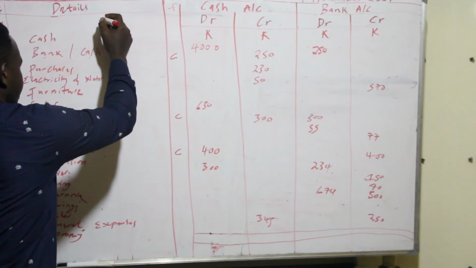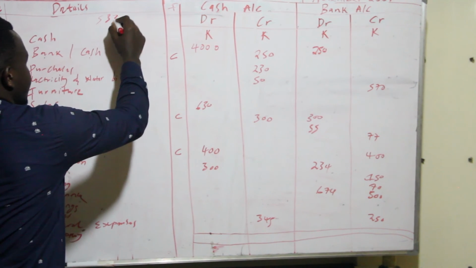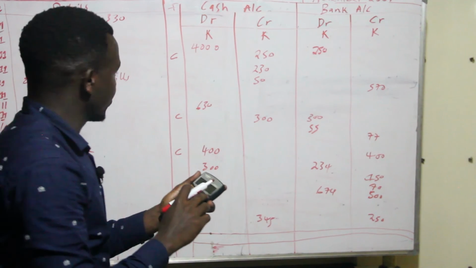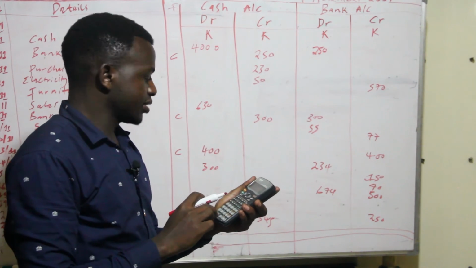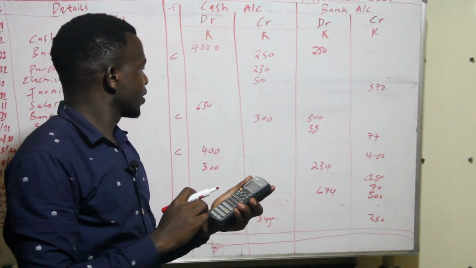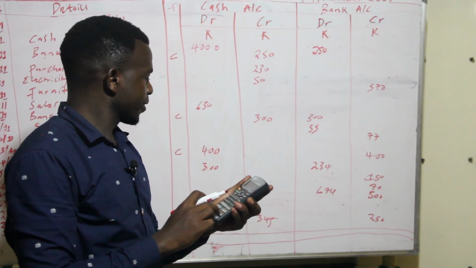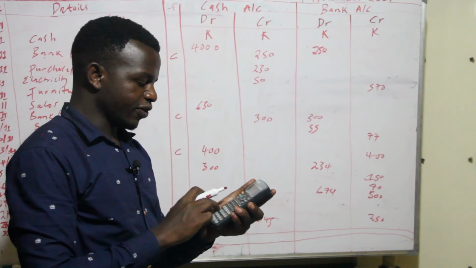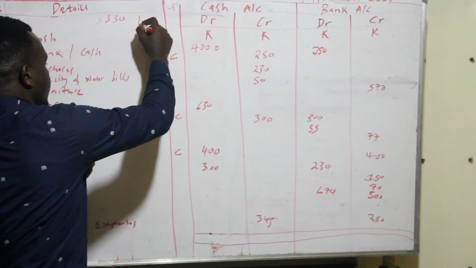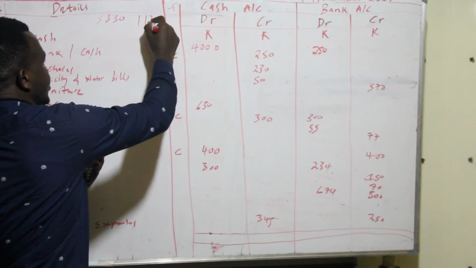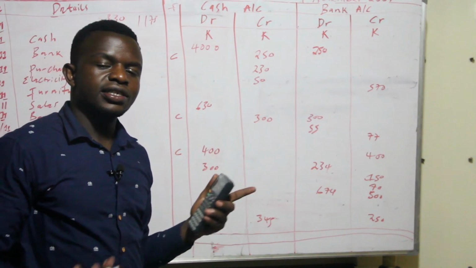So we can record this amount somewhere. So I'll record it here. 5,330 on the debit side. What about on the credit side? So we have 250 plus 230 plus 50 plus 300 plus 345. The answer that we are having is 1,175.